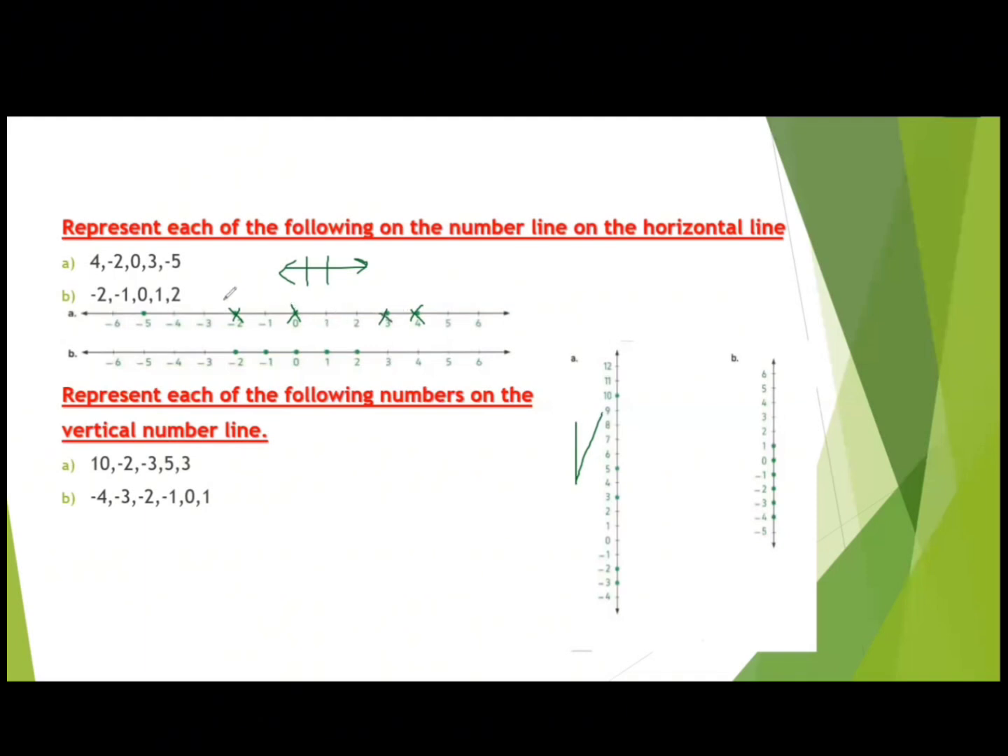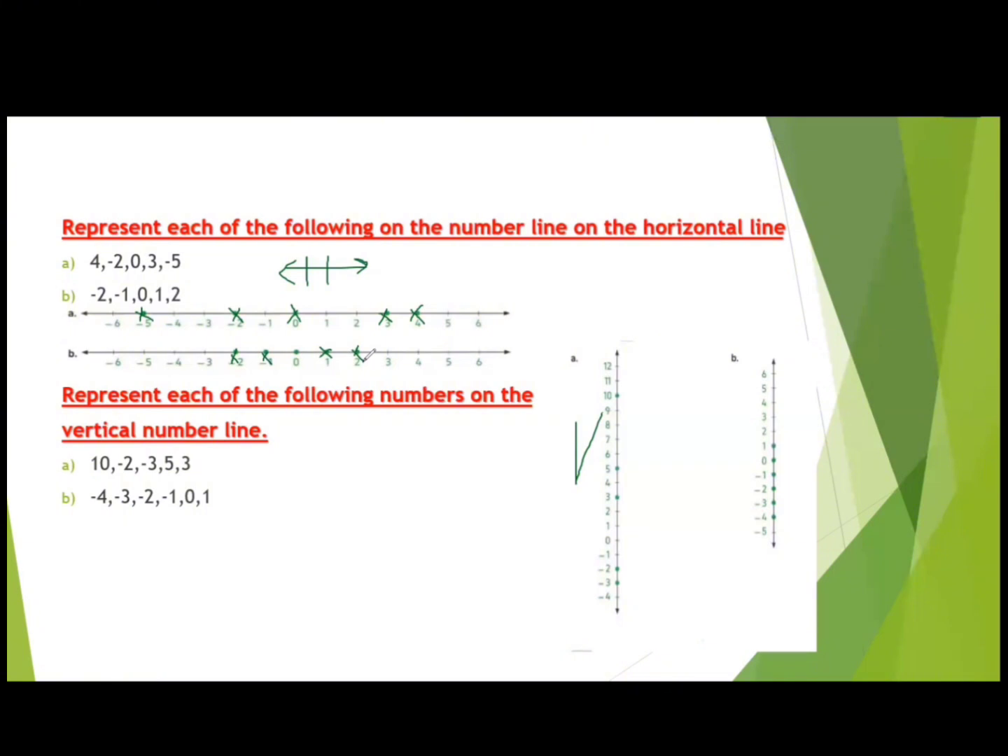-5, go to the left. -1, -2, -3, -4, -5. B, -2. This is 0, go to the left side. -1, -2. -1, it's here. -1, go one step to the left of 0. 1, it's positive, so you have to go to the right direction and jump one step after 0. And 2, jump 2 steps after 0 to find 2.